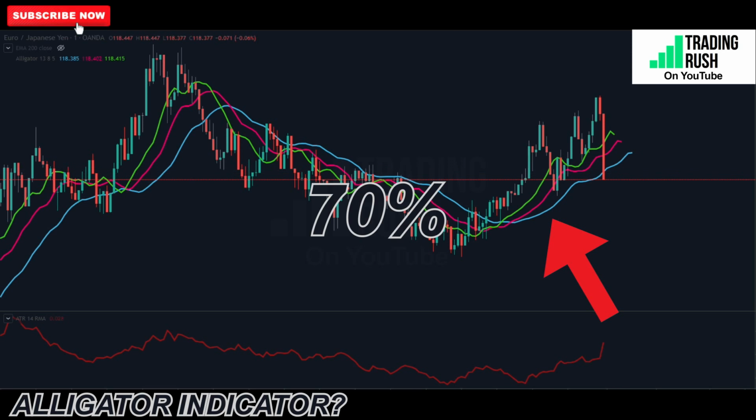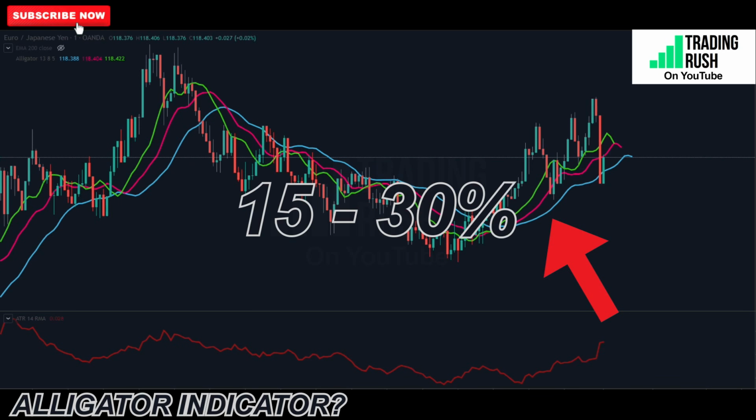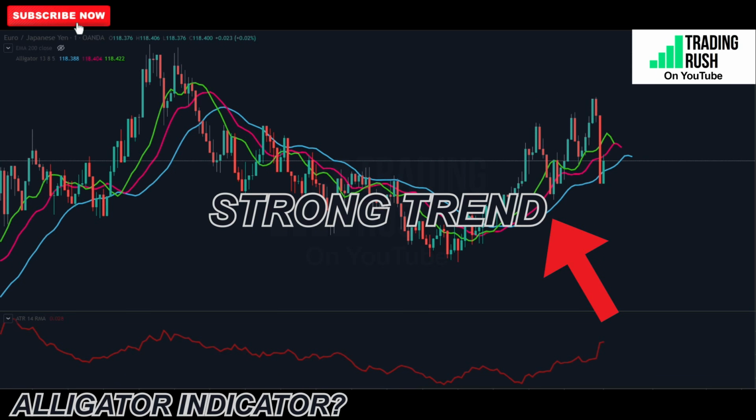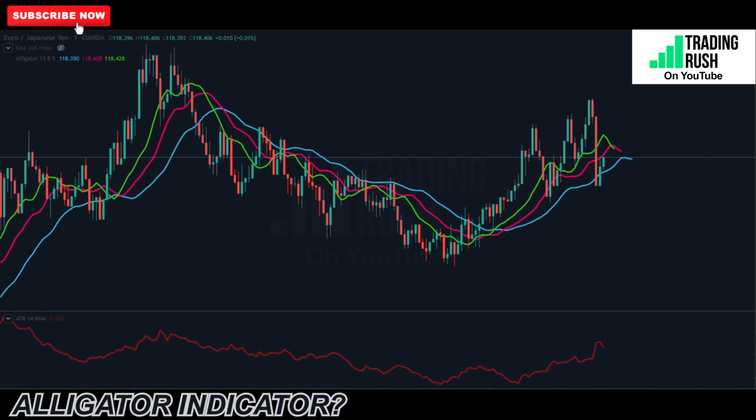He said more than 70% of the time the financial market ranges sideways and trends only 15 to 30% of the time. Williams believed that institutional brokers make most money in strong trending markets, and I'm sure most traders will agree. This alligator indicator is a trend following indicator and is used to find the trend direction of a stock or forex pair. Here's how the alligator indicator works.